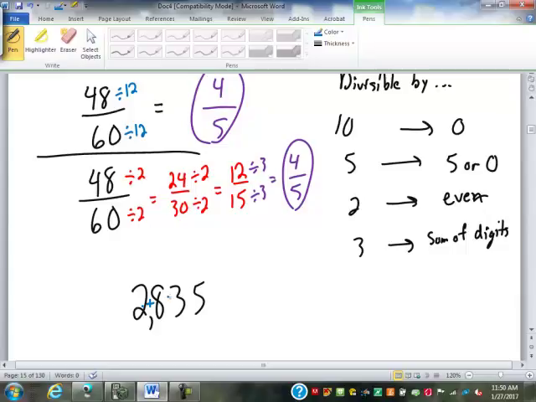What's 2 plus 8? 10 plus 3? 13 plus 5 is 18. Is 18 divisible by 3? Yeah. So 2,835 is divisible by 3 as well.